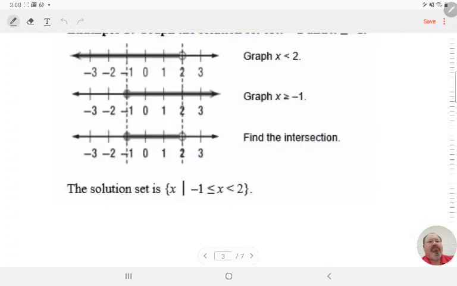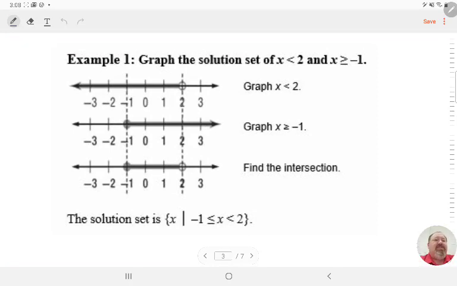All right. So let's take a look at an example. It says graph the solution set x is less than 2 and x is greater than or equal to -1. Well, x is less than 2 would be an open circle at 2 going to your left, and x is greater than or equal to -1 would be a solid dot at -1 going to your right. Now the section where they overlap, that's true for both of those, would be the graph. So a solid dot at -1 and a line connecting to an open dot at 2. So this would be the graph. And we would rewrite that like this.